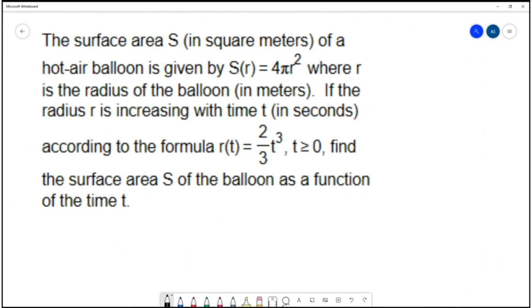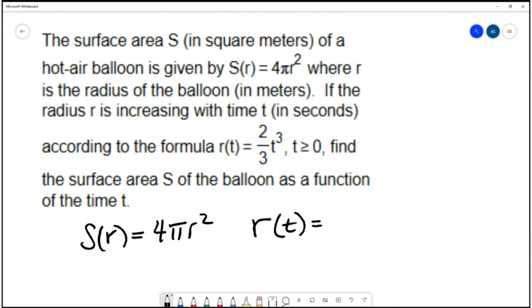So we're given two formulas. We're given a surface area formula. Surface area is 4 pi r squared. And we're also given a radius formula. Radius with time as a variable, that's 2/3 t cubed. And what we want to do is we want to have surface area with a variable of time.